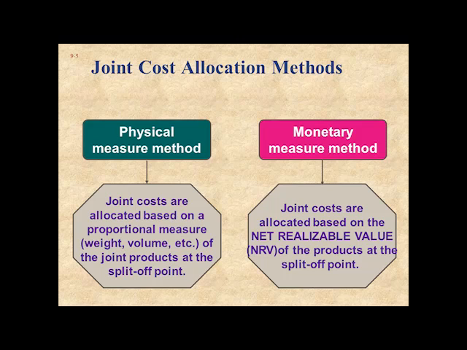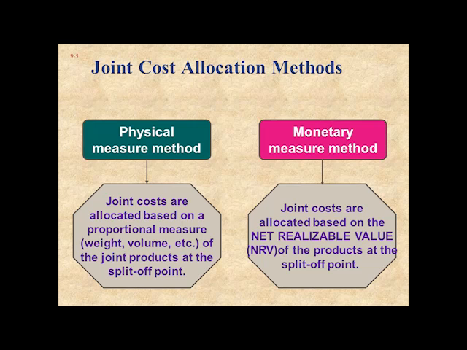You can use what we see on the left, which is the physical measure method, and this would be based on pounds or volume of product, and we would, of course, allocate more to the product that had the greater volume. But another way to do it is to base it on the net realizable value of the product at the split point. And this is called the monetary measure approach. And a key word here is net realizable value. It's very, very important that we understand what a net realizable value means.